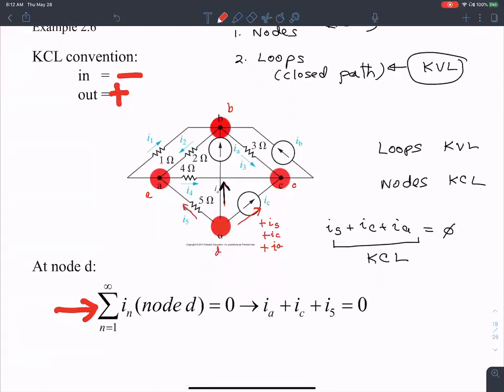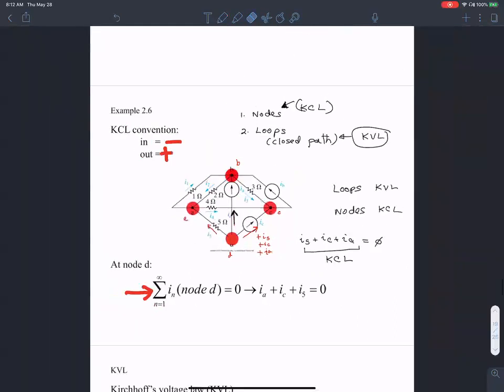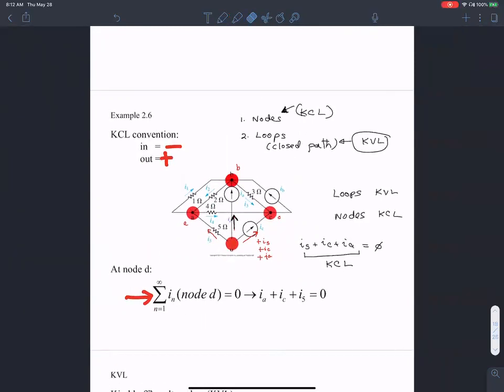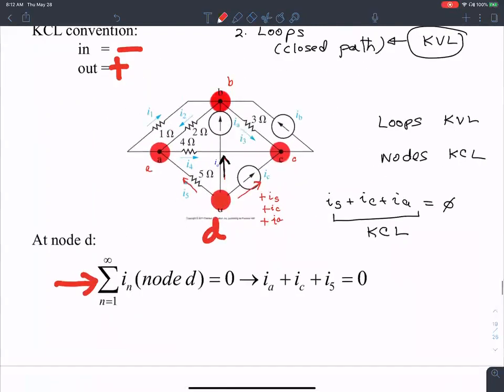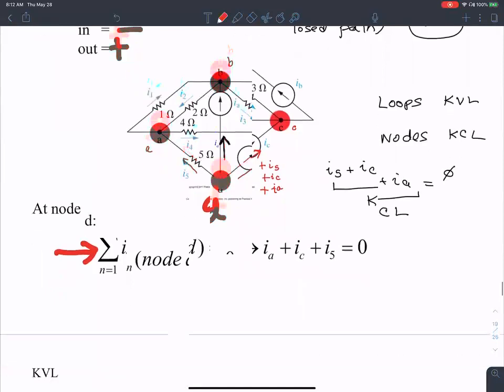I'm going to solve a problem in this class, and in the problem, I'm going to show you a simpler approach than having to remember this. So I'll talk about that. Kirchhoff's current law simply says at a given node D, for example, if you sum all the currents, they're going to add to zero.